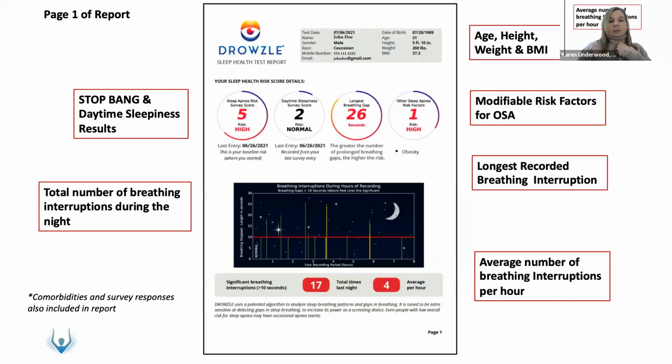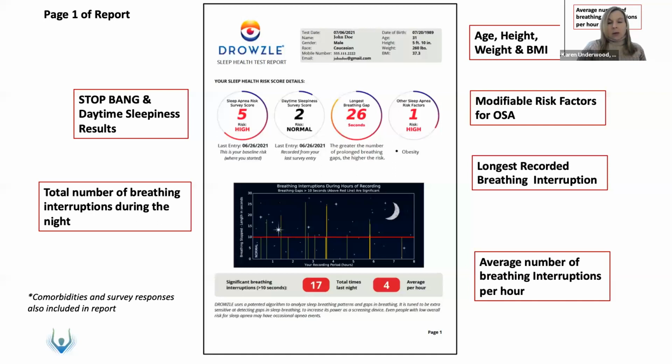If the patient has completed these surveys more than once, you will have that information here as well. The graph towards the bottom actually shows the patient how many times that they stopped breathing over 10 seconds, the definition for apnea. And you will look at that here, and it tells you down here the total breathing interruptions and how many times per hour.